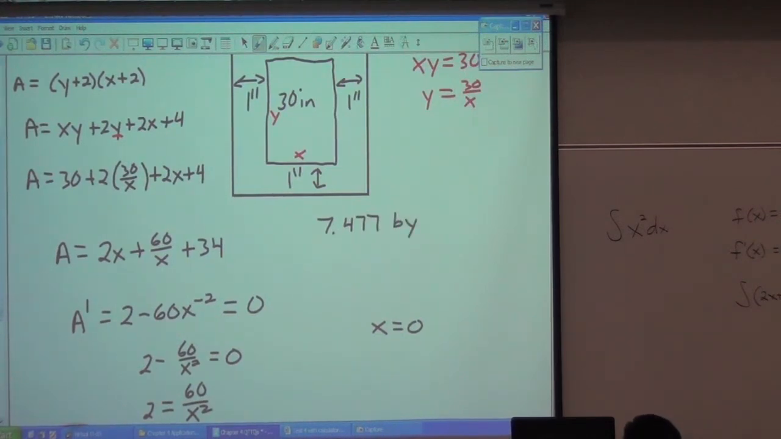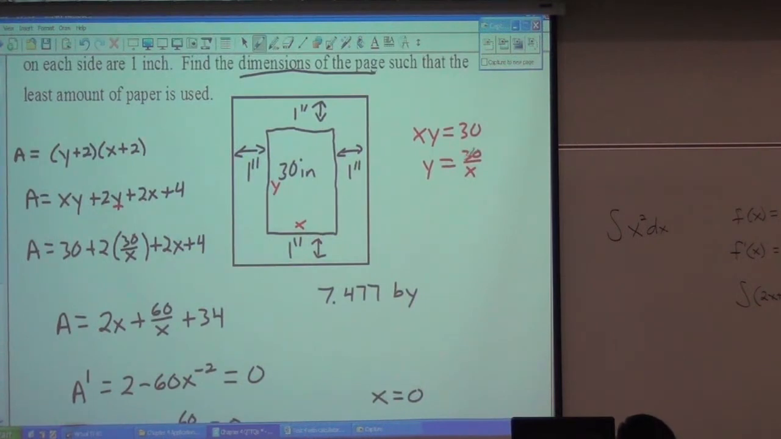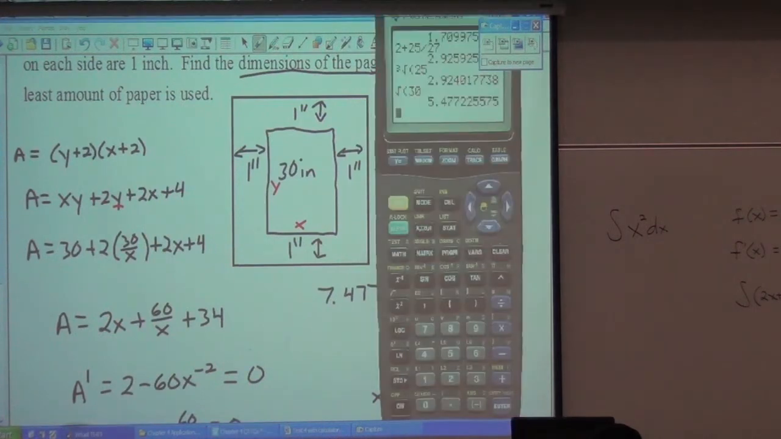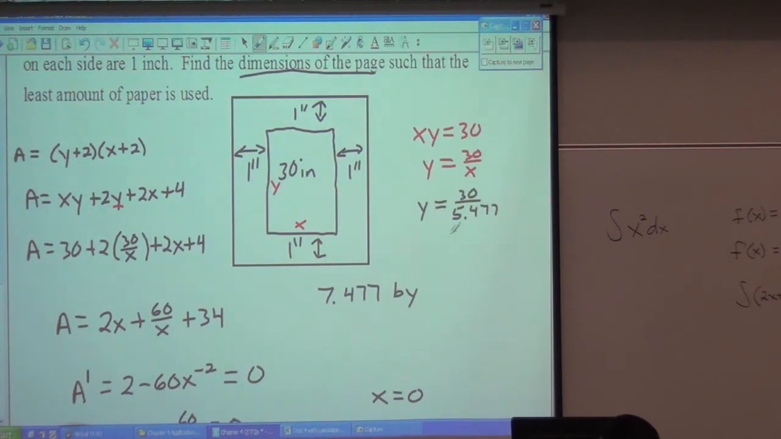And then what we've got to do is find the y, right? So if y is 30 over x, y is going to be 30 over that 5.477, which I have a feeling is going to be close to 5.477. So we add an inch to each side, and we get 7.477. They were inches, so we'll mark for inches.